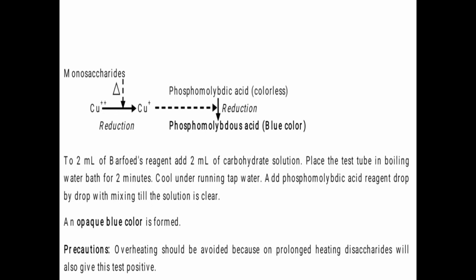So what is the procedure? Take 2 ml of Barfoed reagent, add 2 ml of sugar or carbohydrate solution. Place in a boiling water bath for 2 minutes. Cool under running tap water. Add phosphomolybdic acid reagent drop by drop with mixing, so that we get opaque, intense blue color if it is monosaccharide. If it is a reducing disaccharide, we get just blue color, not opaque.